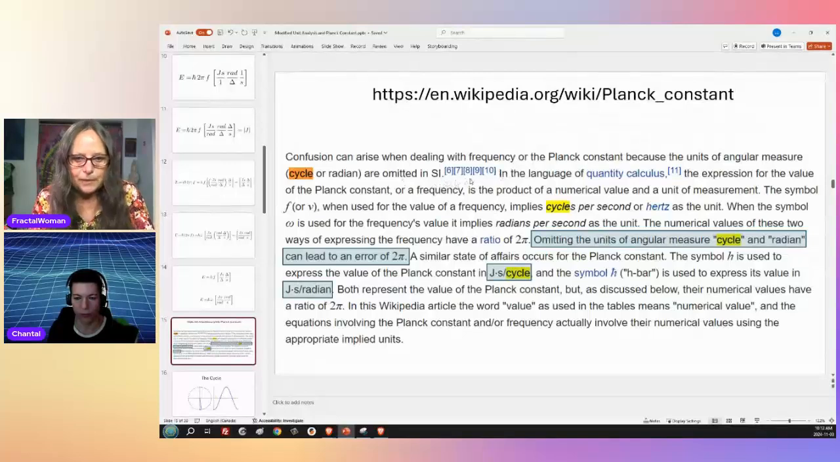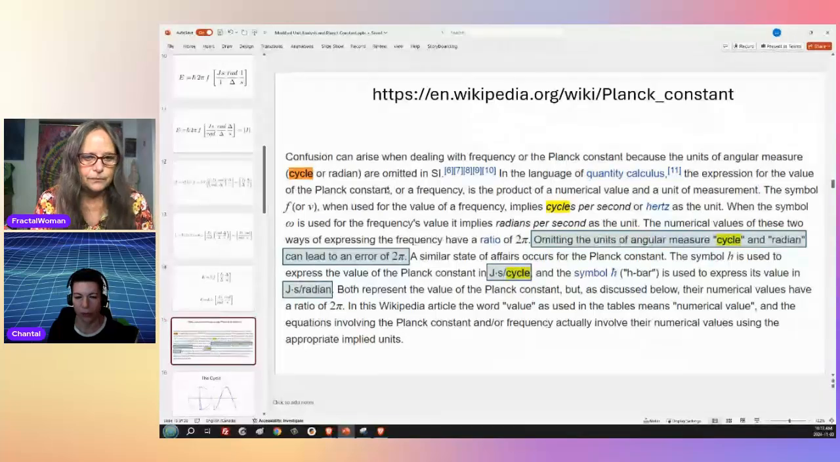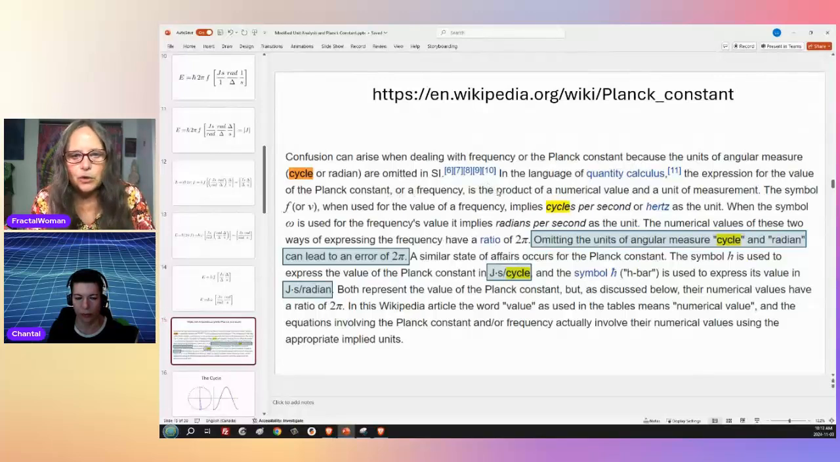So I highlighted this. It said, omitting the units of angular measure, cycle and/or radian, can lead to an error of 2 pi. Now, I also say removing them can lead to an error in interpretation. Then it says a similar state of affairs occurs for Planck's constant, where h is used to express the value in joules times second per cycle.